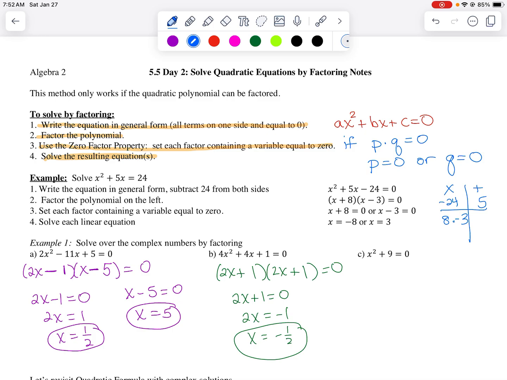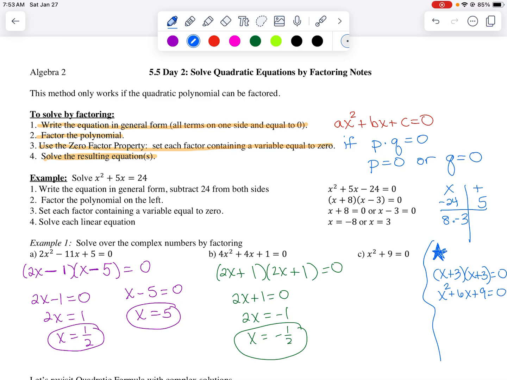All right, now in letter C. Okay, so this is going to be a really cool problem. x squared plus 9 equals 0. I know this can't factor, okay? I'm going to do this off to the side, and you don't really need to write this down. But if I did x plus 3 times x plus 3, that's x squared plus 6x plus 9.